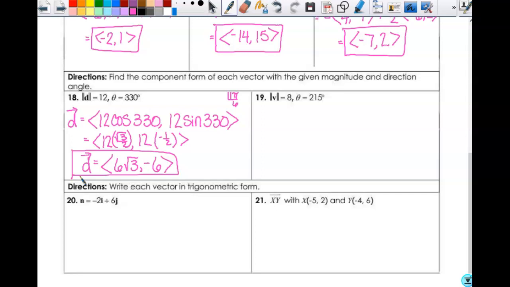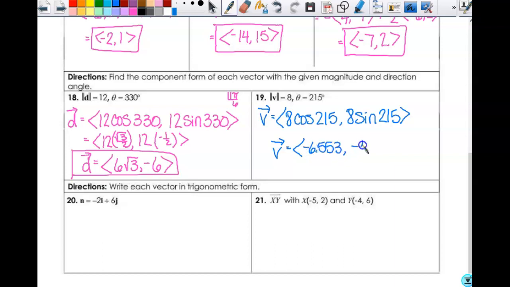So then I'm going to do the same for this one. For vector V, this is going to be 8 times the cosine of 215, and then 8 times the sine of 215. All right, so 215 is not a special angle, so this is just going to go directly in my calculator, and I will get that vector V is negative 6.553, negative 4.589.